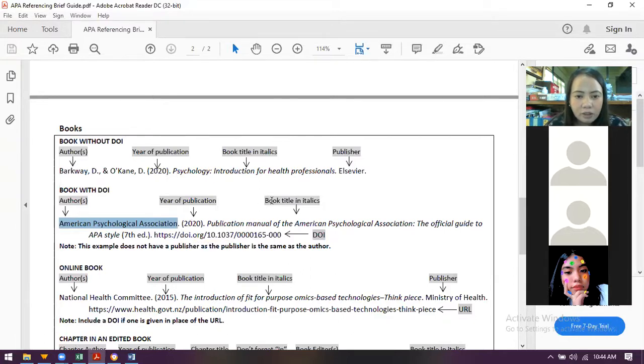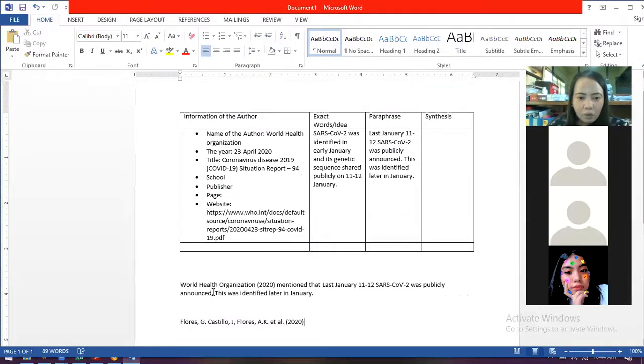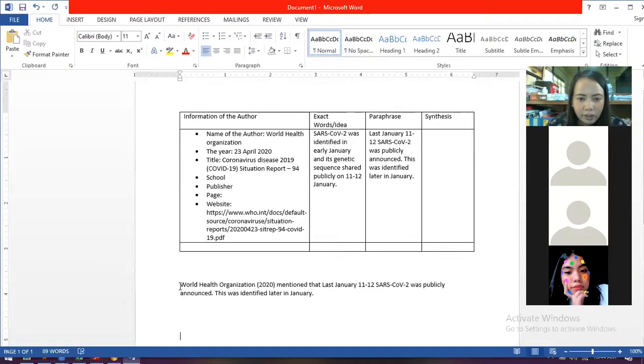Year of publication, book title in italics, then this is the DOI. So this example does not have a publisher as the publisher is the same as the author. Like I said in our sample in Word, we did not put the World Health Organization again. This is how we do it with the World Health Organization. So, let's copy this World Health Organization.